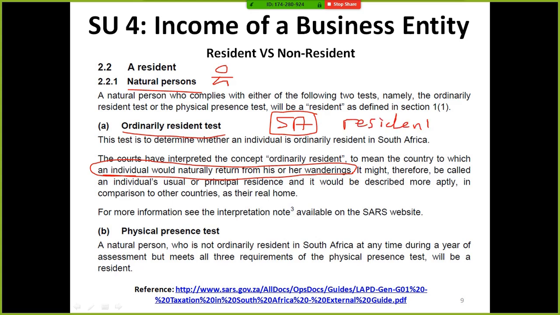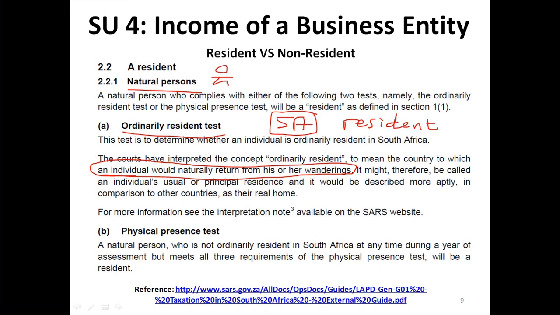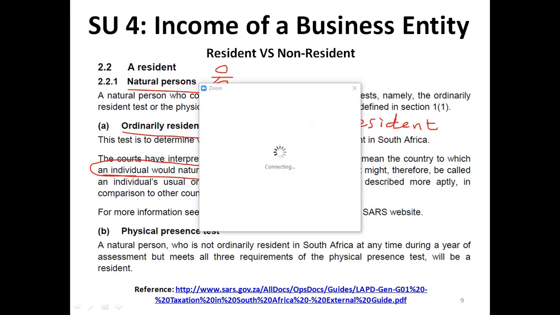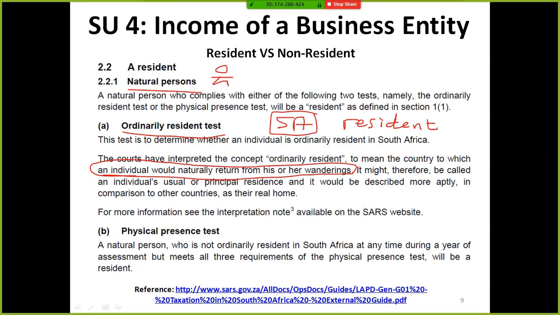So how are we going to be taxed then, Melanie? Irrespective of where you are in the world, if you continue to come back to South Africa and you're considered a resident, then you're going to be taxed on what basis? What income would you have to be taxed on?